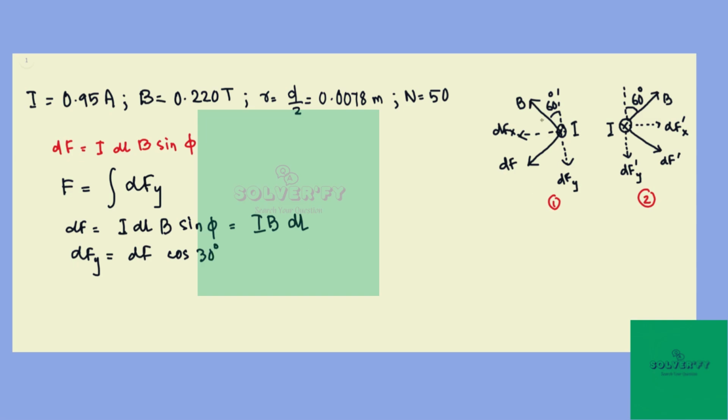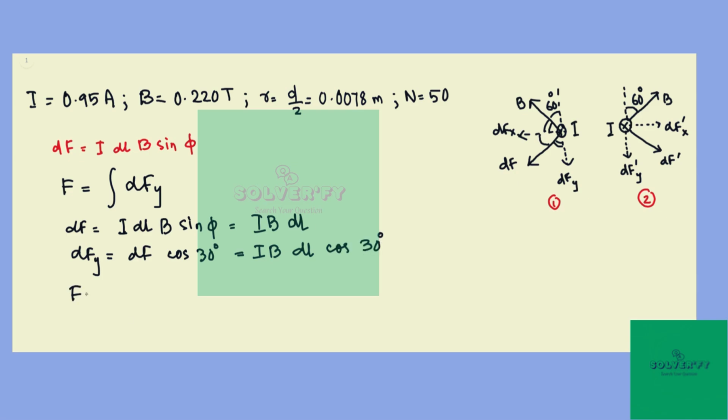That means we can say this angle is going to be 30. So this is going to be 60, and so this is going to be 30, because 90 degrees minus 60 degrees. We do the same and find that this is 60 and this to be 30. So for that, the cos 30 degrees comes into account. So this is equal to I times B times dl cos 30 degrees.